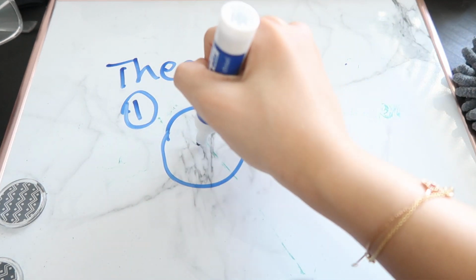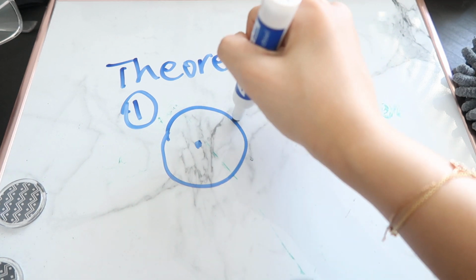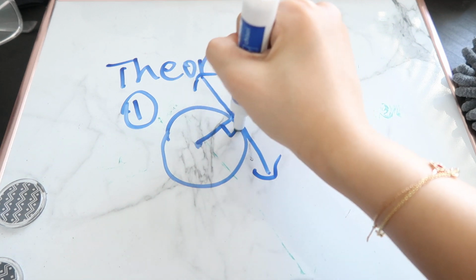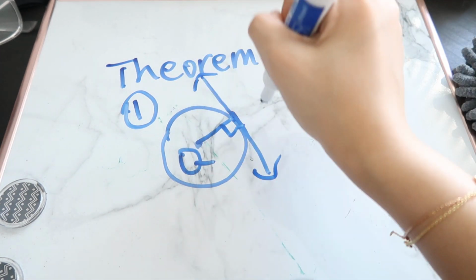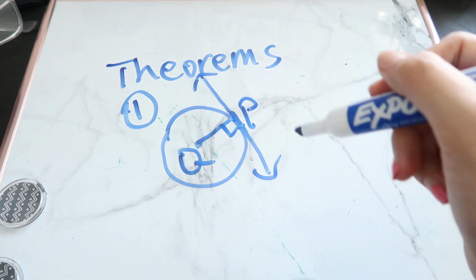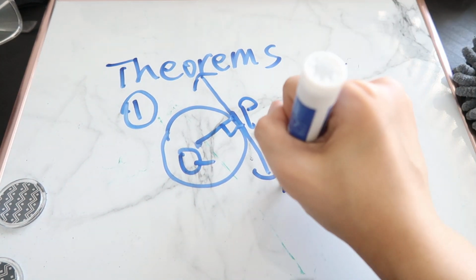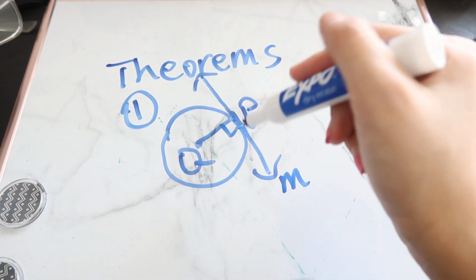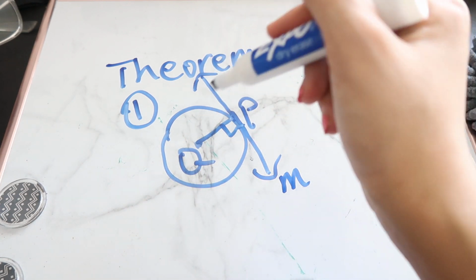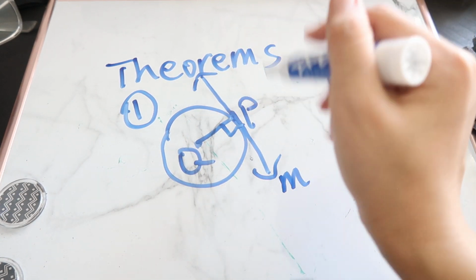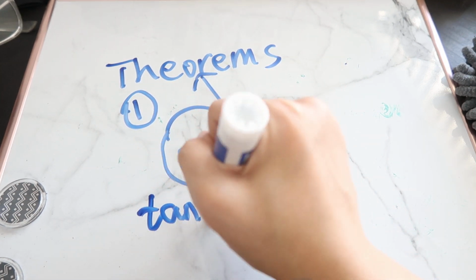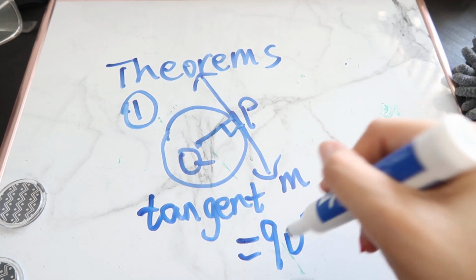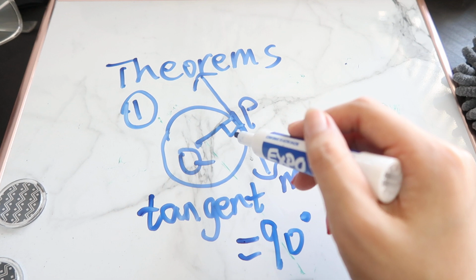When we have a circle and we have a tangent line on the outside. So let's say this is Q, this is P. In this case, line M is tangent to circle Q if and only if line M is perpendicular to QP. So basically here, whenever you see the word tangent, it equals a 90-degree angle. So that angle right there is always 90.